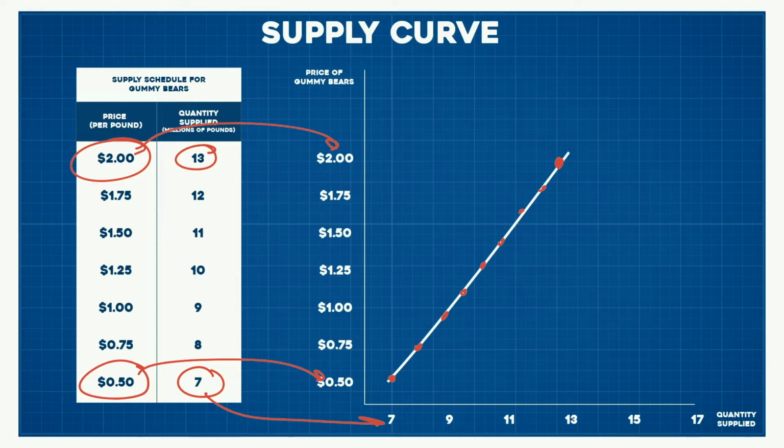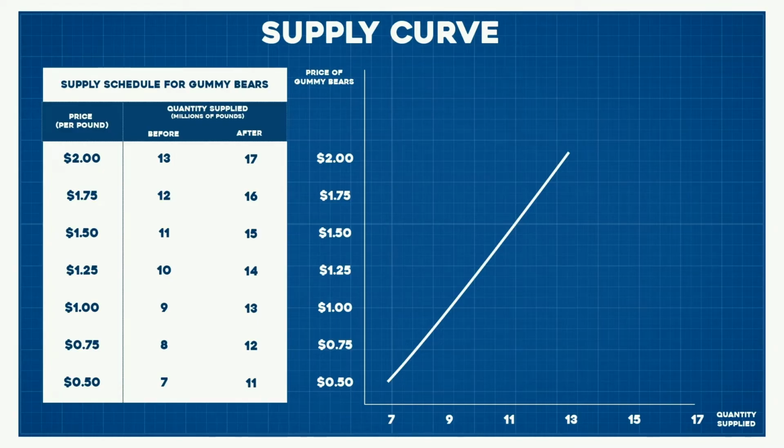So let me emphasize again, quantity supplied is only affected by a change in price, but a change in overall supply shifts the curve entirely. So look at this new supply schedule. Let's say that more producers decide to manufacture gummy bears. Oh, happy day. That means, all other things being equal, that there are more gummy bears available for purchase at every price than there was back here. In that case, the entire curve shifts to the right. And that indicates an increase in overall supply.